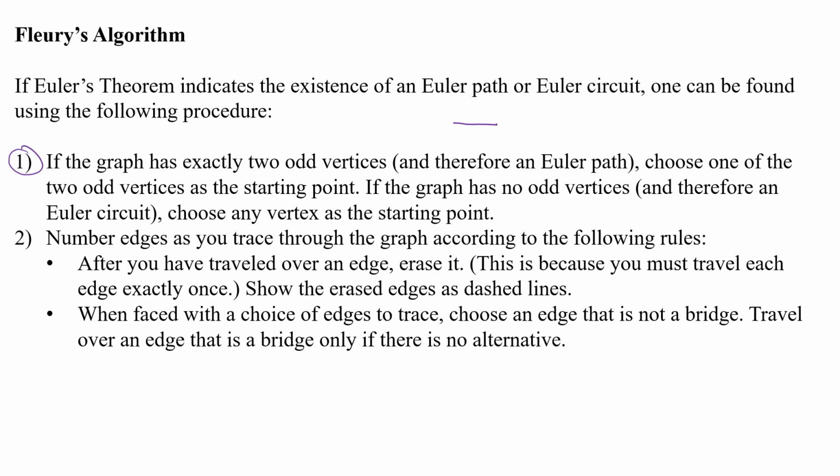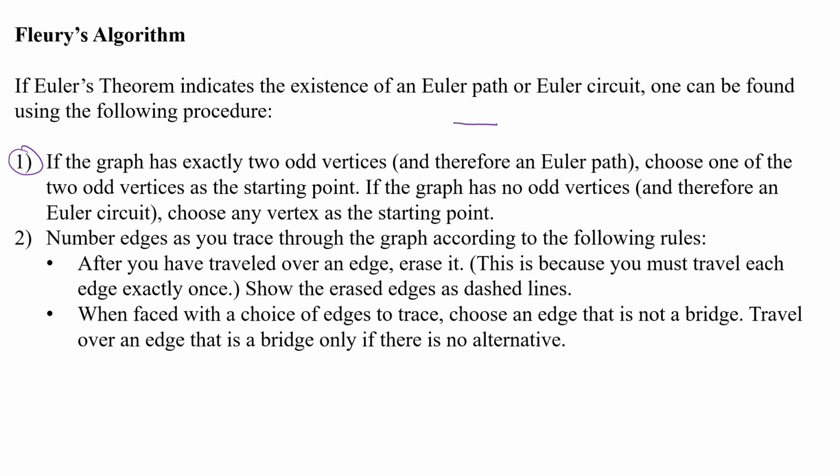Now, when faced with the choice of edges to trace, choose an edge that's not a bridge. If you cross a bridge, guess what? You're not going to be able to go back the other direction. You're going to have a disconnected graph, and so that won't work. So travel over an edge that is a bridge only if there's no alternative. That usually is the last time you go, to be able to connect the lines.